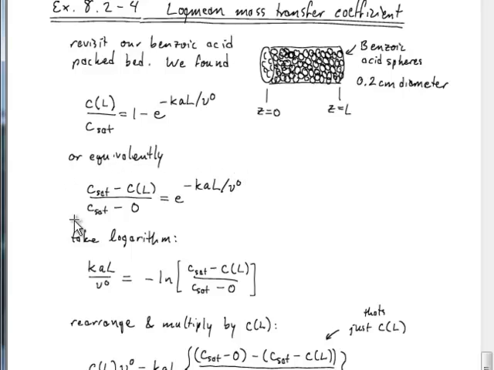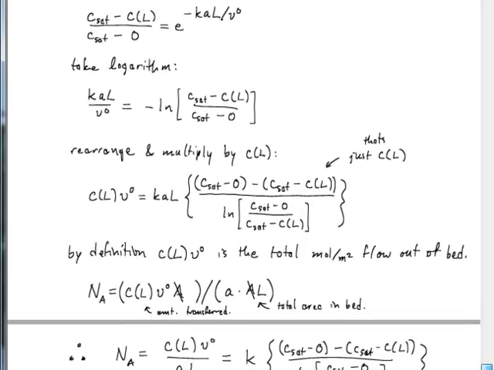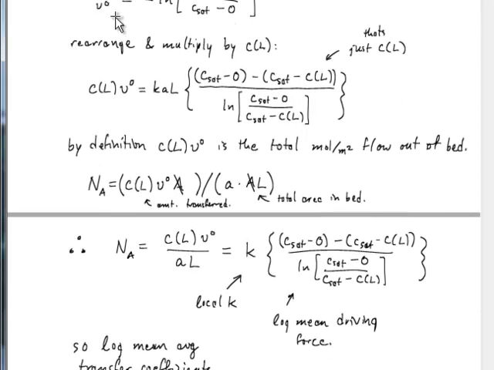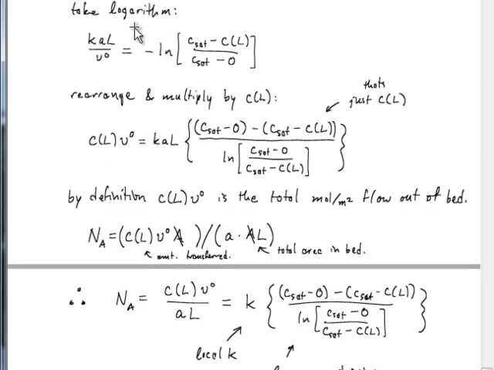We could equivalently write that expression as (CSAT minus CL) over (CSAT minus 0), which is just rewriting the 1 here in this expression and moving things around a little bit. You get this equation. We can take the logarithm on both sides of this equation and get this equation, and then after rearranging this, we're going to rearrange this equation just a little bit and multiply it by the exiting concentration. That is the exiting concentration in the bulk at location L if the bed is length L long.